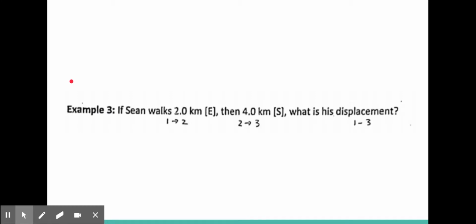Pause the video now, draw a sketch of his two displacements, show how you draw an arrow to represent his final or total displacement. And you may label 1, 2, and 3 at the endpoints, the positions where Sean would be. When you're ready, start the video again to see my diagram.